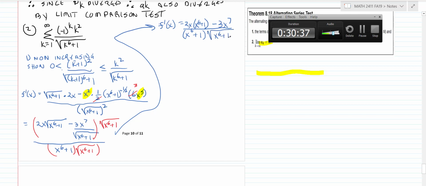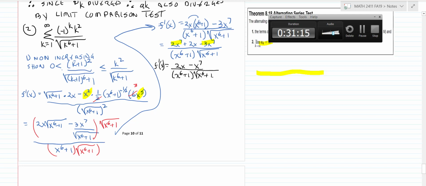Okay, clean it up a little bit and see what happens. So it looks like we're going to have 2x to the 7th plus 2x minus 3x to the 7th over this. And we got some like terms we can put together, so now we're ready to see where we're at. So the first derivative, f prime of x, is equal to 2x minus x to the 7th over x to the 6 plus 1 times the square root of x to the 6 plus 1, like that.